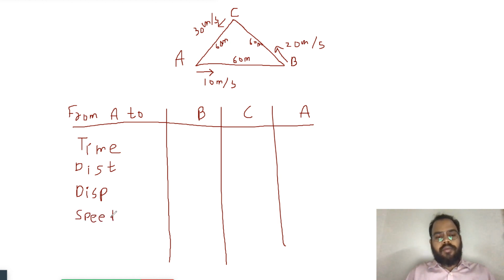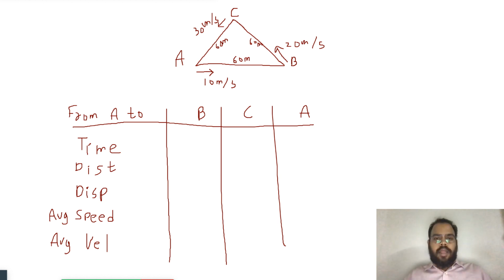You have to find the average speed from point A to point B, then point A to point C, then point A to point A, and lastly you need to find the average velocity from point A to point B, then point A to point C, and then point A to point A. So take 2 minutes of your time and solve this. If you are unable to solve or have any doubts, just look for the solution. So take your 2 minutes and give it a try.